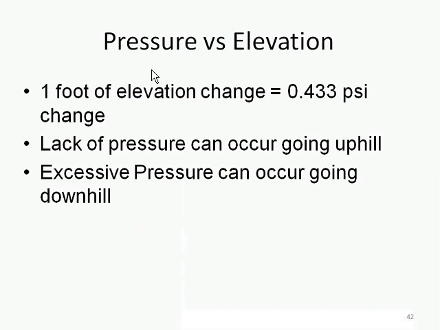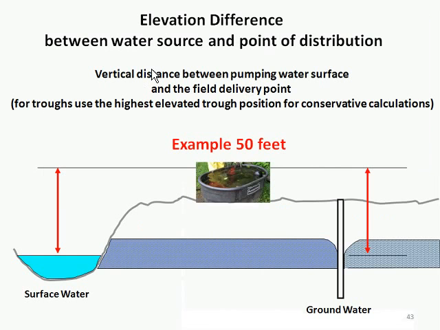So if you're going uphill, you've got to have more pressure to overcome going uphill, and if you're going back downhill, you need to know that too, because you can actually get excessive pressures going down long slopes because you have a pressure buildup going down that slope. So we need to know elevation difference whether our source is an open water source like a pond or a groundwater source.